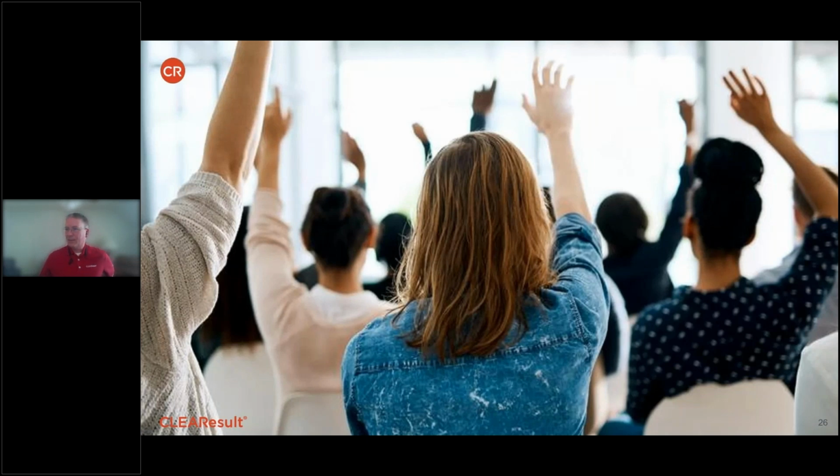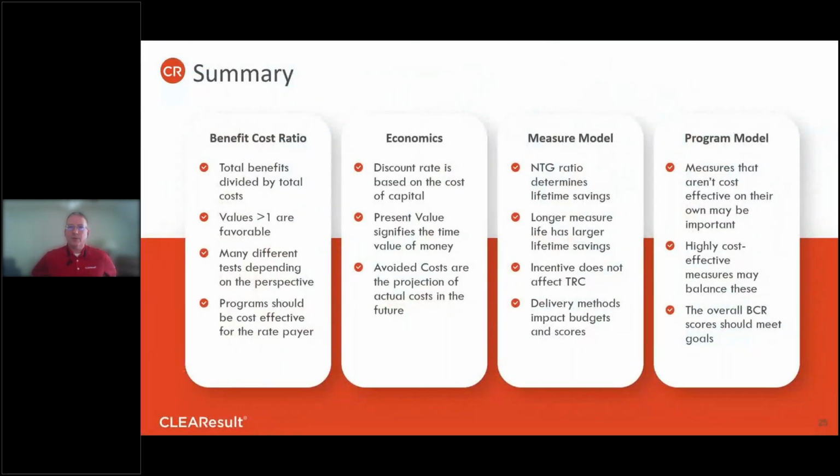Okay, Chase, maybe you could review that summary slide again while people type in any lingering questions. Yeah, so again, we went over a little bit of what was in 101. We talked about the different benefit cost ratio tests, and for any of those tests, scores over 1 are good or cost effective. Scores less than 1 are not cost effective, and made the point that the portfolio, the program, the overall score should be cost effective, but we sometimes include things that are not cost effective and have to balance that out with the rest of the portfolio to make the portfolio cost effective. We talked about discount rate, present value, net present value, avoided costs, there's different things in the economics section.